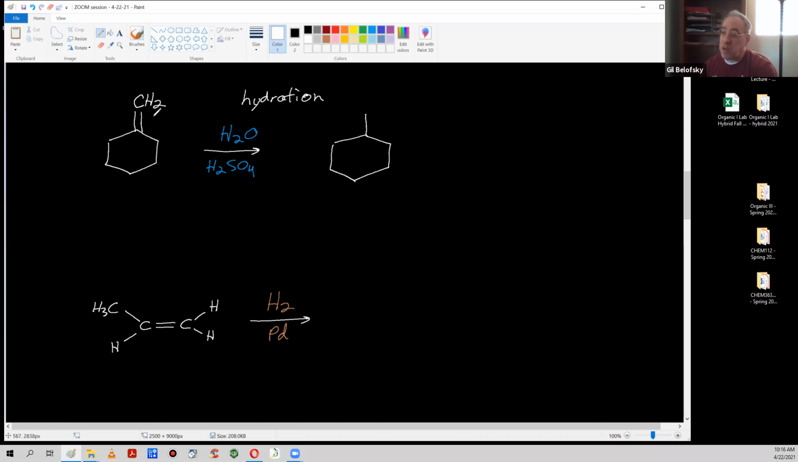If you remember Markovnikov's rule, you would say to yourself at this point, well, the H is going to add to, well, see, I already forgot Markovnikov's rule. The H adds to the carbon that already has more H's, right? But let's draw both possibilities instead.